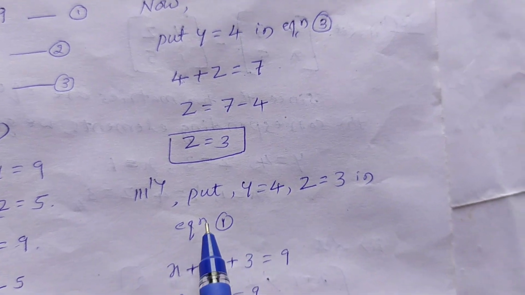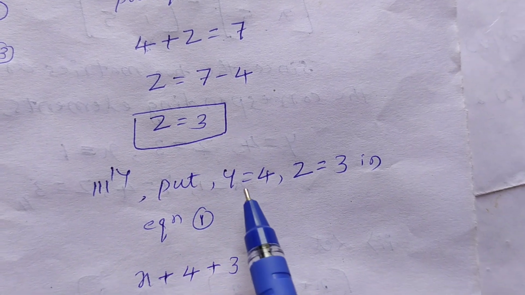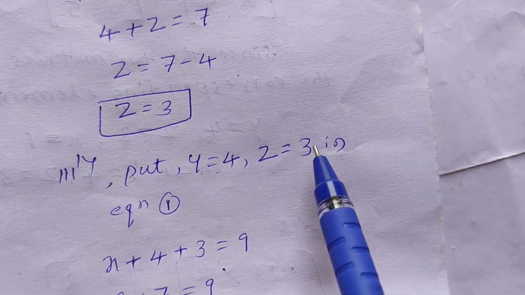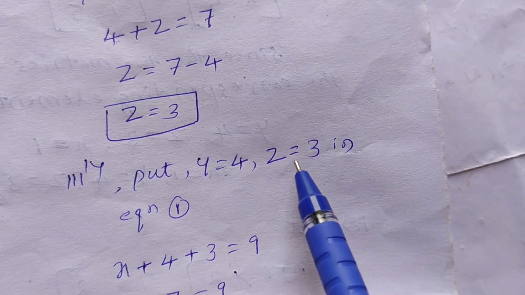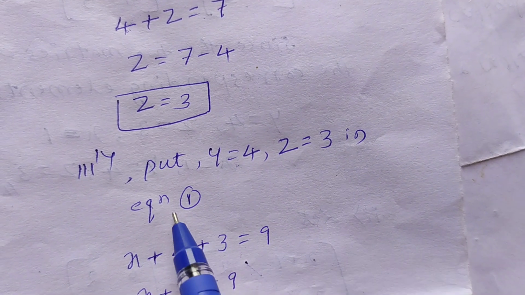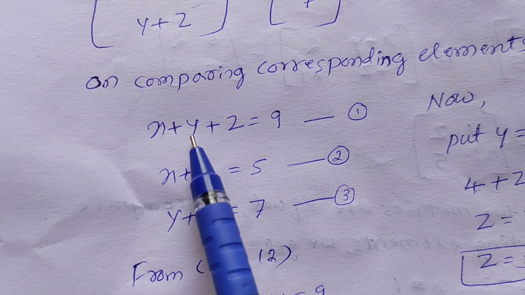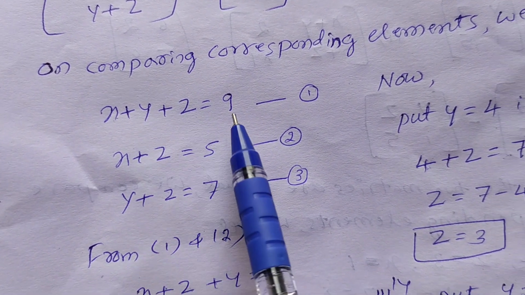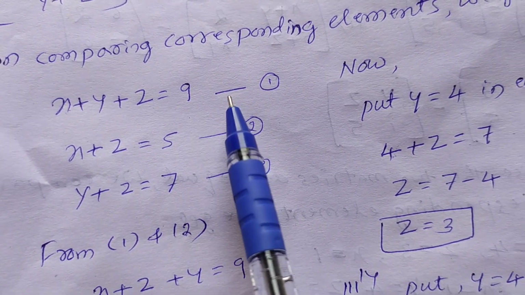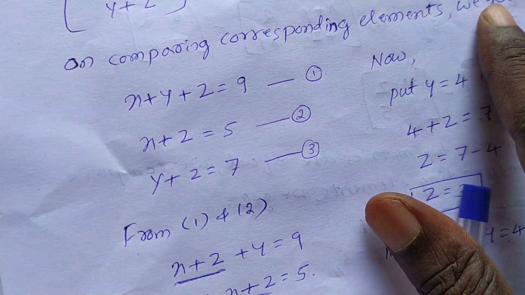Similarly, we can find the value of x. See here, we have already found the values of y equals 4 and z equals 3. Put the values of y is equal to 4 and z equals 3 in equation 1. See here, x plus y plus z. We already found the values of y and z. We just have to put the values of y and z in equation 1 and solve for the value of x.